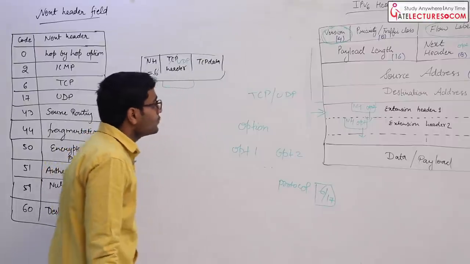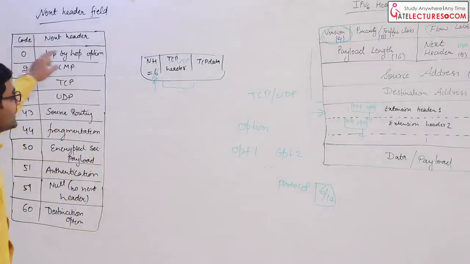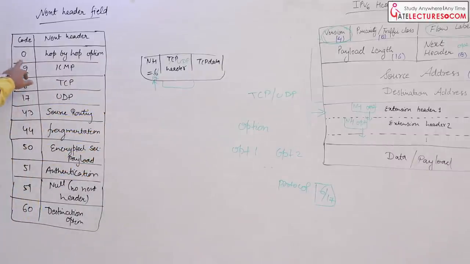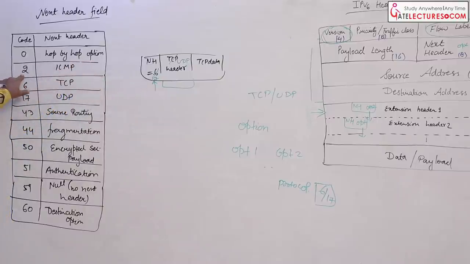So certain codes have been provided to specify the option. So if in the next header field the code is 0, it means the first extension header after this header is hop by hop option. It is providing the hop by hop option. If it is 2, then it is ICMP. If it is 6, TCP. 17, UDP. If it is 43, then this is source routing. So the IPv6 packet is providing the source routing option. If it is 44, then fragmentation. 50, encrypted security payload. 51, authentication, and likewise. You need not remember all these options. I am just giving you the brief idea.